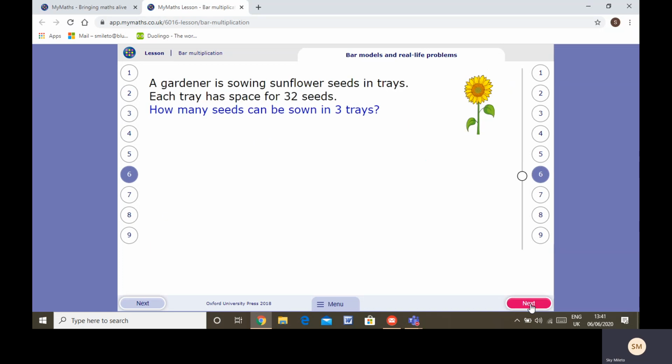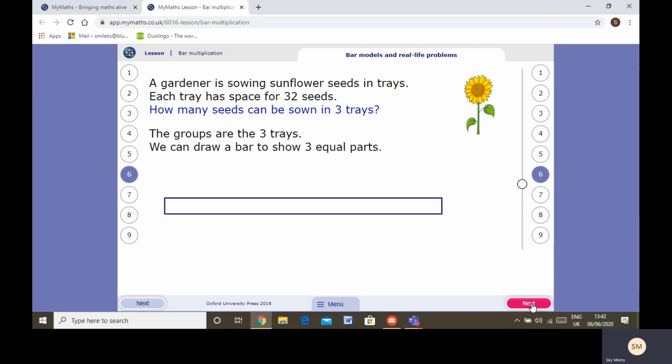Let's try another. A gardener is sowing sunflower seeds in a tray. Each tray has space for 32 seeds. How many seeds can be sown in 3 trays? Okay, so this time they've given us the item number and then the amount of groups. So we know that we have 3 trays. That is the number of groups. So we split the bar into 3 equal parts. And then we put 32 in each one.